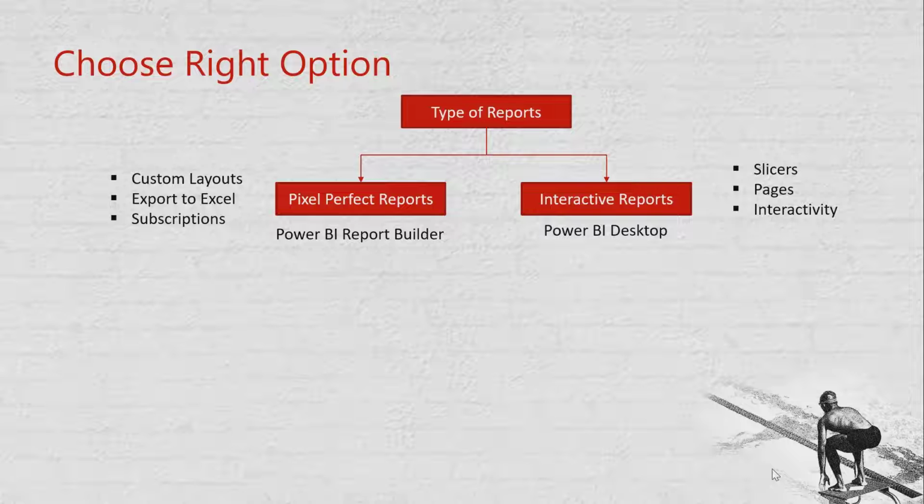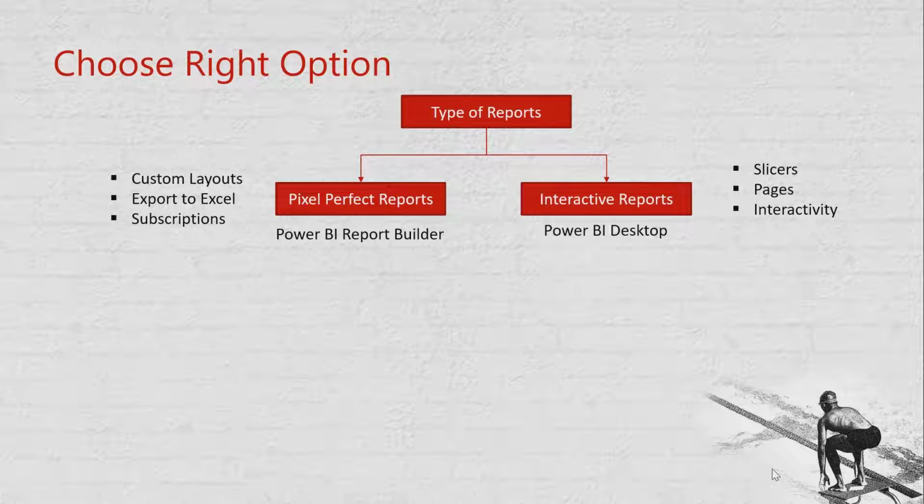One is pixel perfect reports or paginated reports. The other one is interactive reports. When I say interactive reports, whatever you develop using Power BI Desktop is considered an interactive report, because that report will have different sets of visuals. You can easily cross filter. You can interact with one visual, and based on that interaction the other visual will react and filter down. That is called interactive reports. So whatever you build in Power BI Desktop are interactive reports.